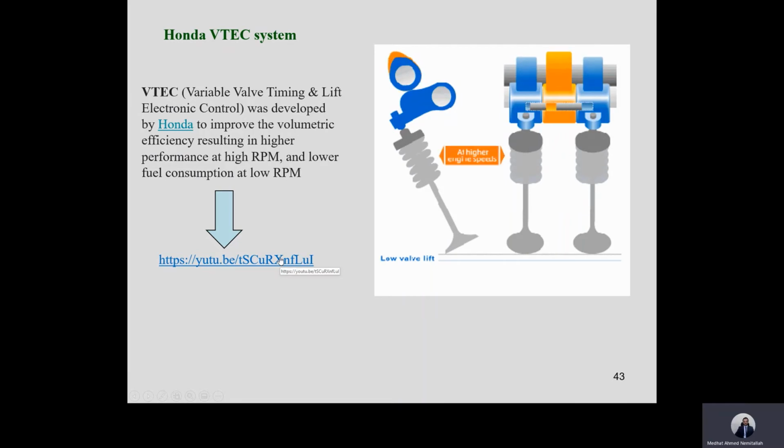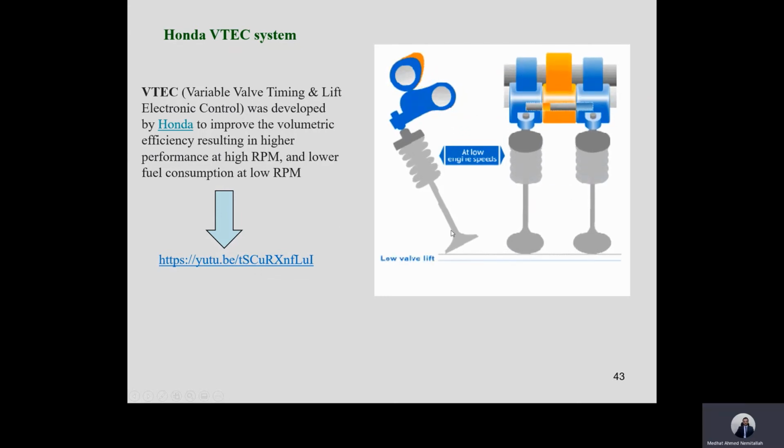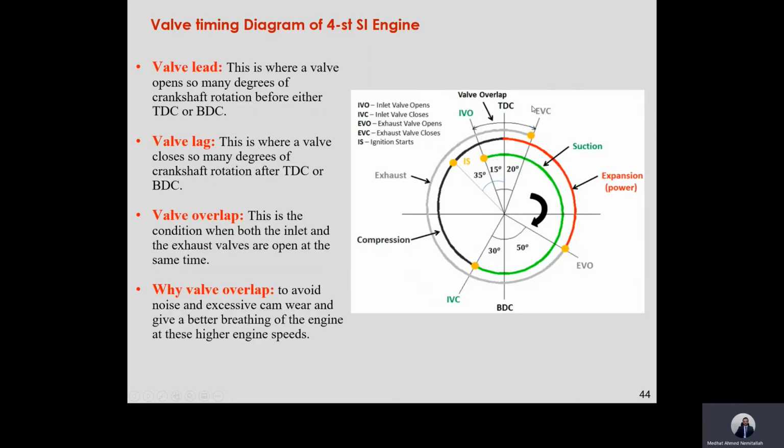You can check this YouTube video. You can just see the main component in your car. This is a Honda version car. You can just look at this video and see how this central cam is opening the valve at the high engine speed, and the other smaller cams are opening the valve at lower engine speed.